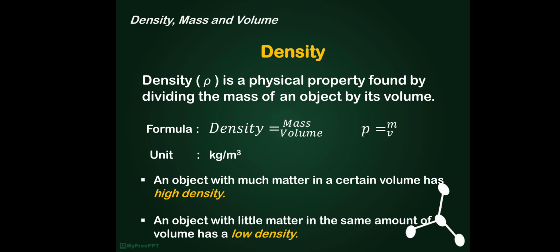In this statement, we differentiate how we can identify if a certain substance or reagent has a high density or a low density. Meaning to say, if it has much more matter in a certain volume, it has a high density. But if it has a little matter in the same amount of volume, the density is low. Always remember that one.